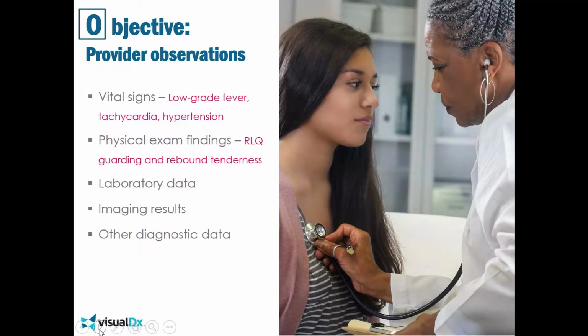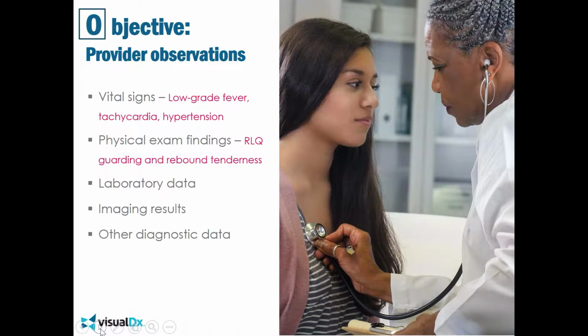The objective section of a SOAP note documents information from the provider perspective and includes data gathered during the physical exam, lab tests, and from imaging tests. It's important to distinguish here the difference between a symptom and a sign. A symptom is experienced by the patient and is subjective information. A sign is observed or measured by the healthcare provider and is objective information. For example, abdominal pain is a symptom, but abdominal tenderness is a sign.